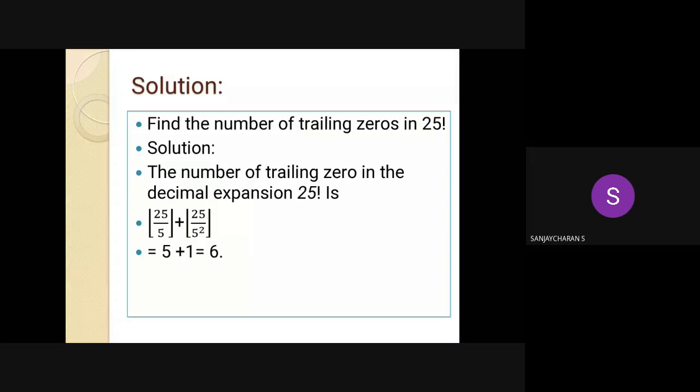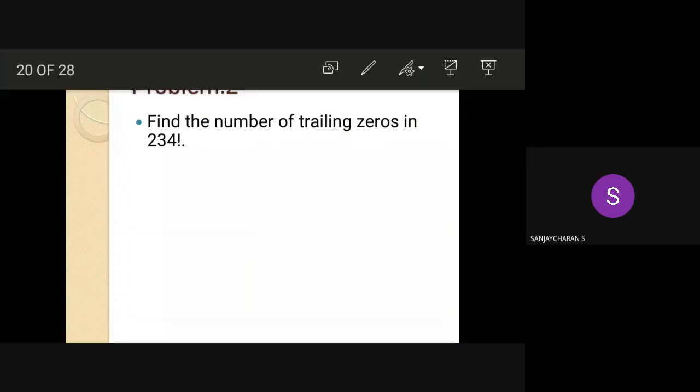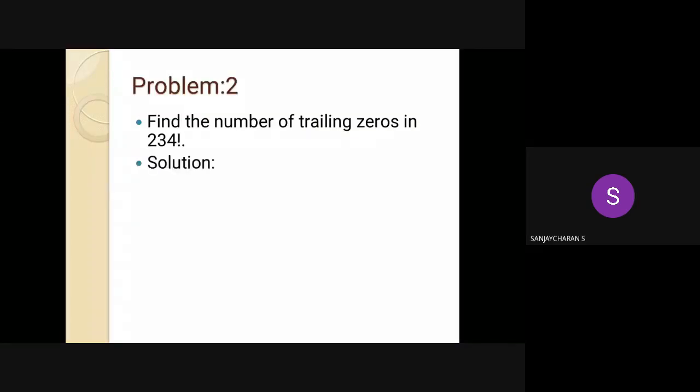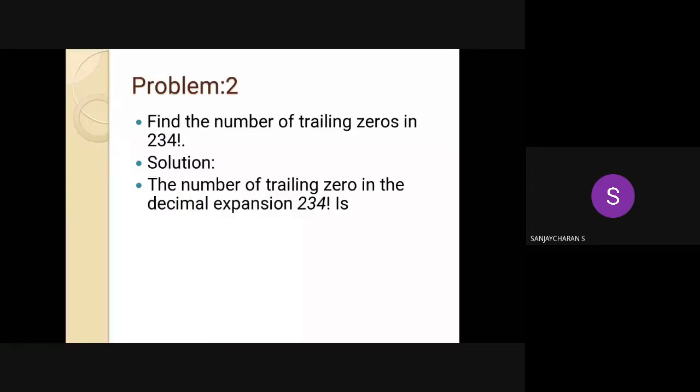Similarly, we have one more problem: find the number of trailing zeros in 234 factorial. 234 is greater than 125, so I have to apply the formula up to 3 terms. That is floor of 234 by 5 plus floor of 234 by 5 square plus floor of 234 by 5 cube. That is 46 plus 9 plus 1, so 56. There are 56 trailing zeros.